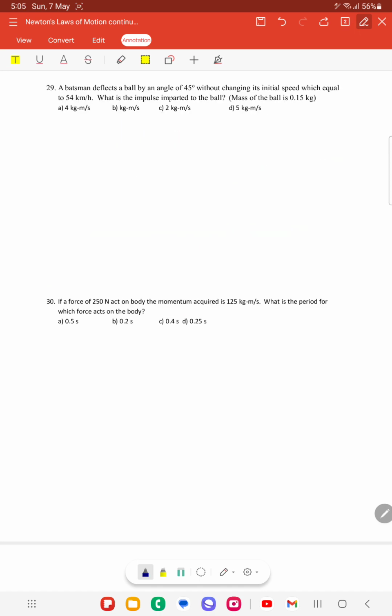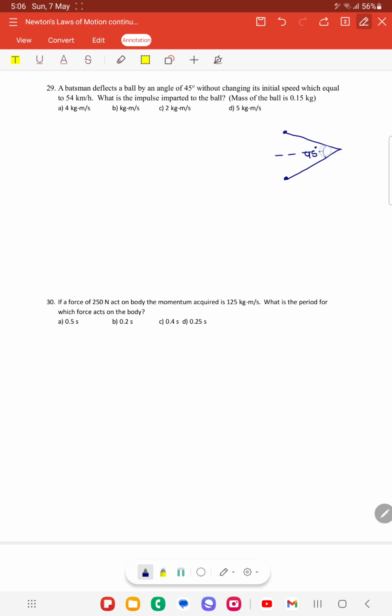Question number 29. A batsman deflects a ball by an angle of 45 degree without changing its initial speed, which is equal to 54 km per hour. What is the impulse imparted to the ball? Given mass of the ball is 0.15 kg. So suppose if you consider this is a ball, the total deflection is given as 45 degree.